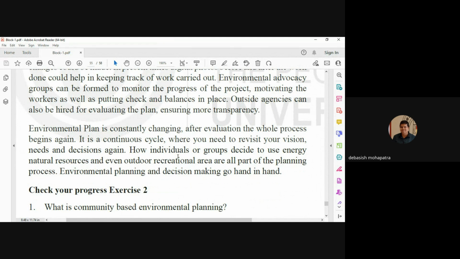Then the environmental plan is constantly changing. After evaluating the whole process, begin again. This is a continuous cycle where you need to revisit your vision, needs and decisions again. How individuals or groups decide to use energy, natural resources, and even outdoor recreational areas are all part of the planning process. Environmental planning and decision making go hand in hand. So this is how an environmental plan can be used to manage the environment of a village or an office or an industry or a town or a country also.